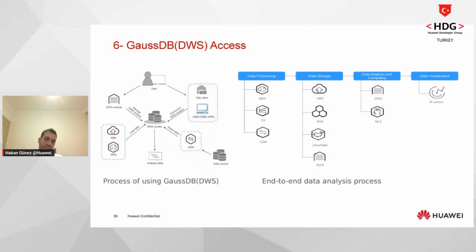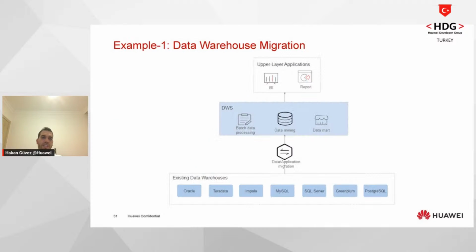First, on the left side, we reach services like OBS and MRS. You will see that in the presentation. So we will load data into the DWS cluster. On the right side, for example, we have external data sources and connect them with CDM and import the data into the DWS cluster. After all the data has come into the DWS cluster and it works successfully, we will analyze the data and see the results. On the right side, we will see the progress of data processing, data storage, data analysis, and data visualization on Huawei Cloud.